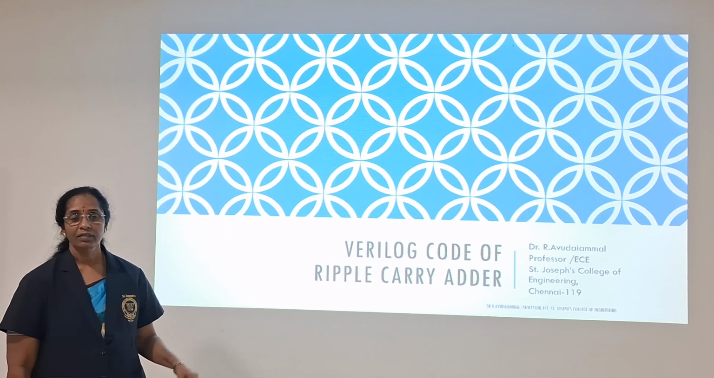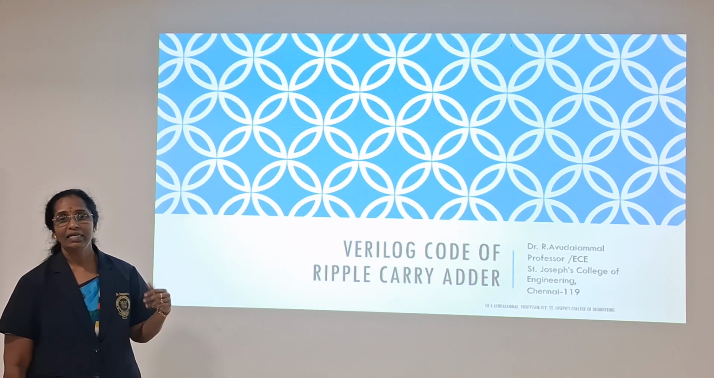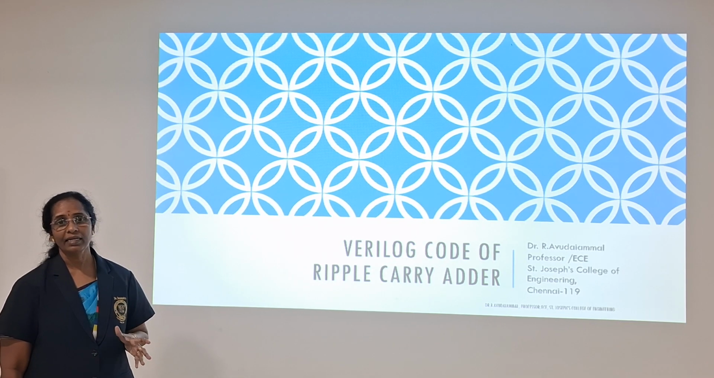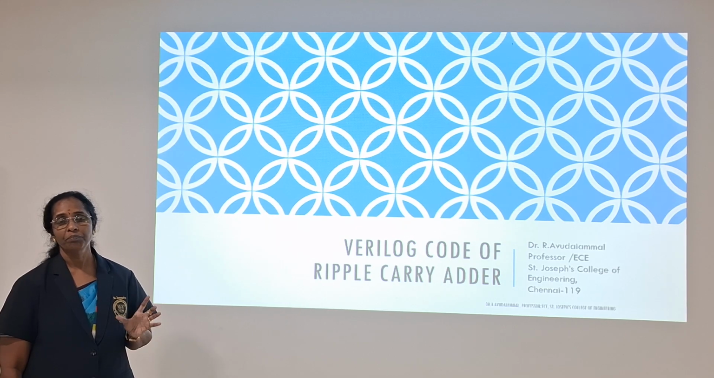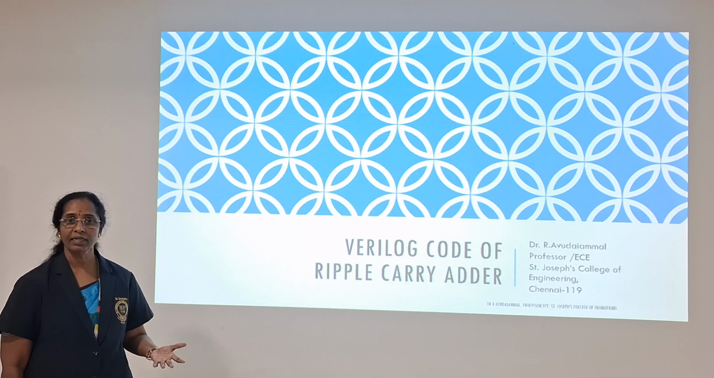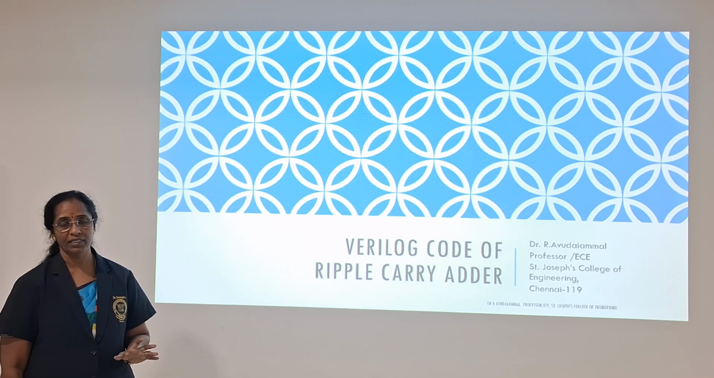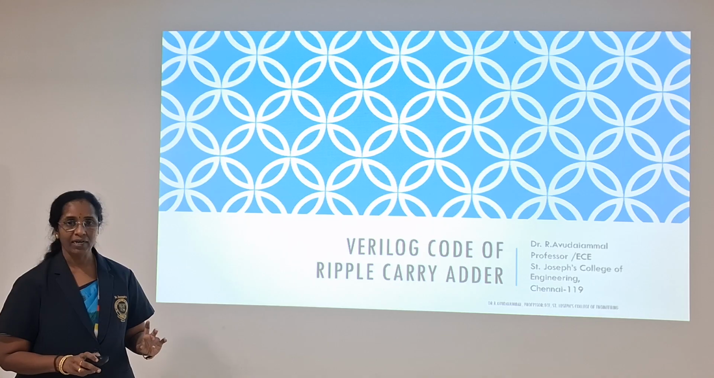In this session, we will discuss the Verilog code for a ripple carry adder. As I told you earlier, a ripple carry adder is a combination, or a collection, of full adders based on the number of bits required. If it is an 8-bit ripple carry adder, it will have a combination of 8 full adders. A 5-bit ripple carry adder means it will have 5 full adders.